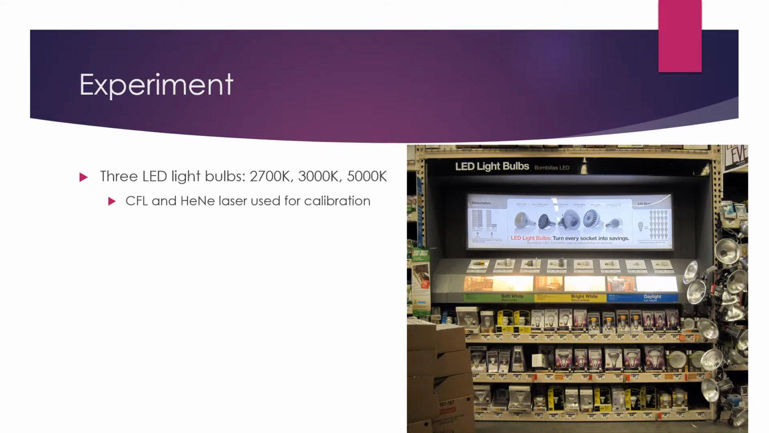The calibrated spectrometer was then brought to the local Home Depot and used to capture the spectra of LED light bulbs with advertised light colors of 2700 Kelvin, 3000 Kelvin, and 5000 Kelvin. To eliminate ambient light, the spectrometer and bulb were covered with a piece of black cardstock paper. Each spectrum was captured 5 times. This process was repeated for all 3 light bulbs.